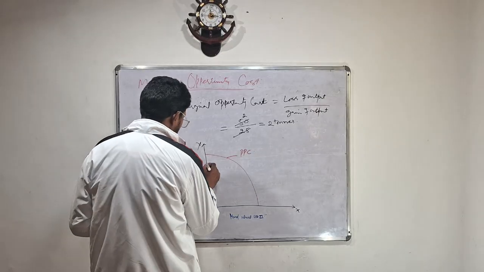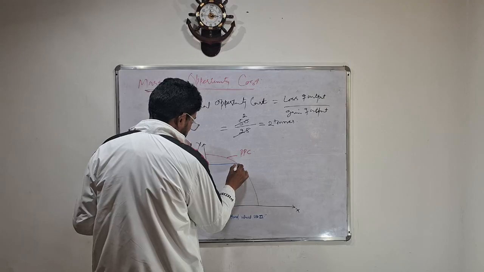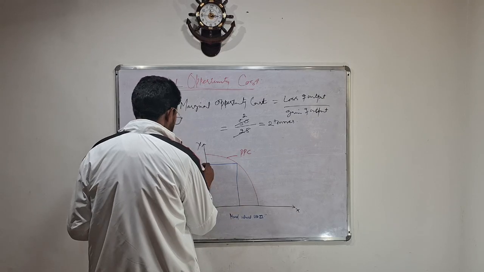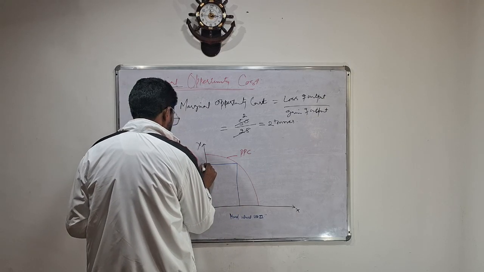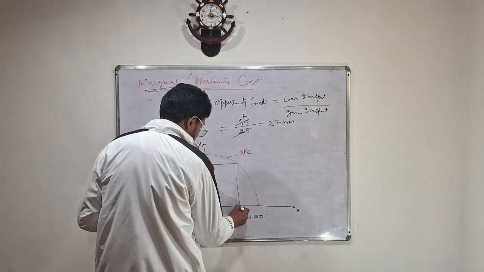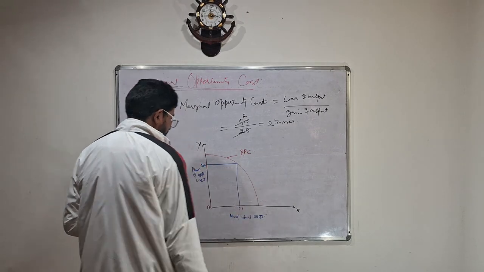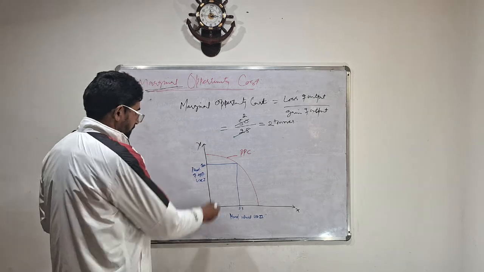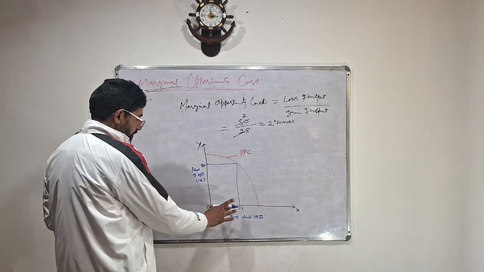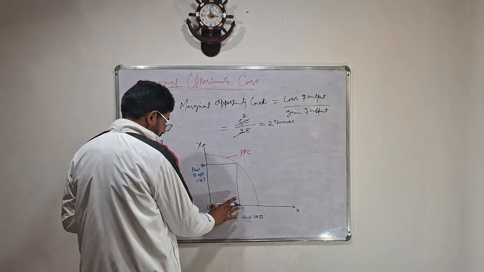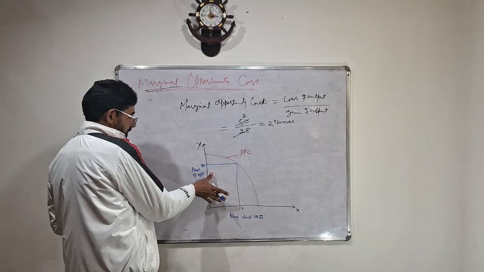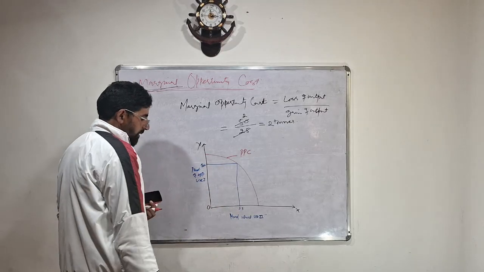For example, initially the production of apples was 100 tons and the production of wheat was 25 tons. With this much area, the production of wheat was this much, and the production of apples was this much.